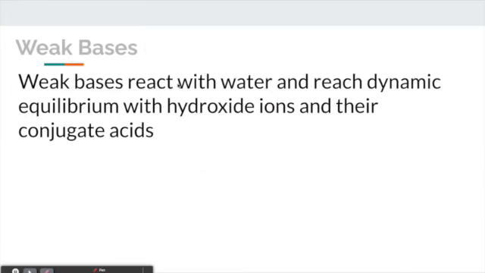Weak bases are not a lot different than weak acids. They have a dynamic equilibrium with hydroxide ions, though, instead of hydronium or H plus ions, and they have a conjugate acid rather than a conjugate base. If you remember, strong bases are all metal hydroxides that dissolve in water. They do it completely, and then you get some metal ion and hydroxide ions. What makes them bases is the fact that you get hydroxide ions.